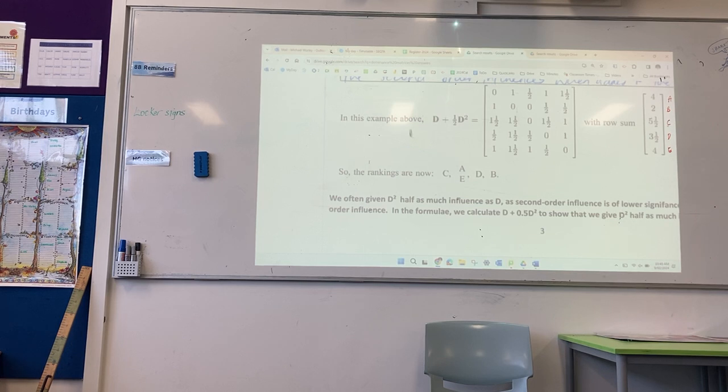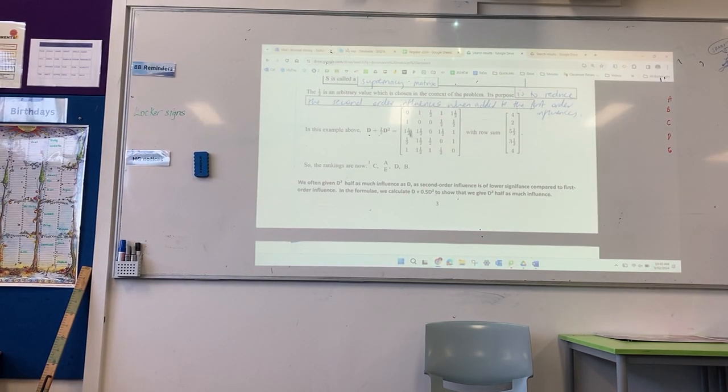Ideally, we'd love them to be all equal, so maybe we'd need to go to third order influence. Spoiler alert, let's look at that on Monday, okay? What's the little comment that we've got there? We often give D squared half as much influence as D, influences of lower significance compared to that first order influence. In that formula, we give half as much influence. We're reducing that.